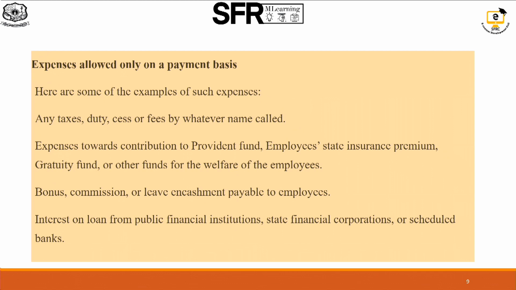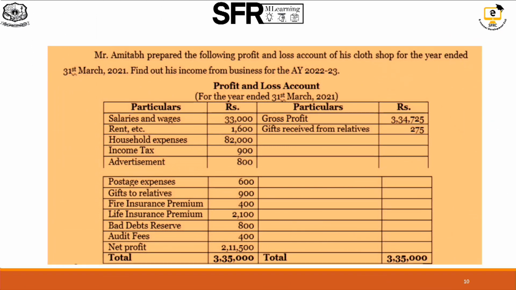Expenses towards contribution to Provident Fund, ESI, Gratuity Fund and other funds for the welfare of the employees. Bonus, commission or leave encashment to be paid by the assessee to their employees in the previous year actually. If not, it will not come under expenses allowed. Interest on loan from a public financial institution, state financial corporation or scheduled bank. All these expenses should be actually paid. In that case only the expenses will be considered for the calculation of income.